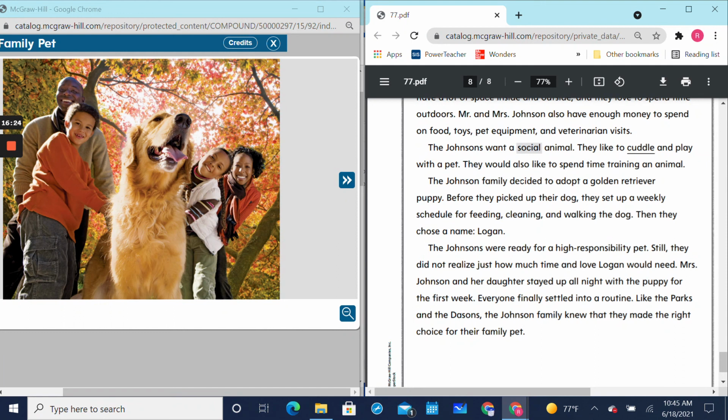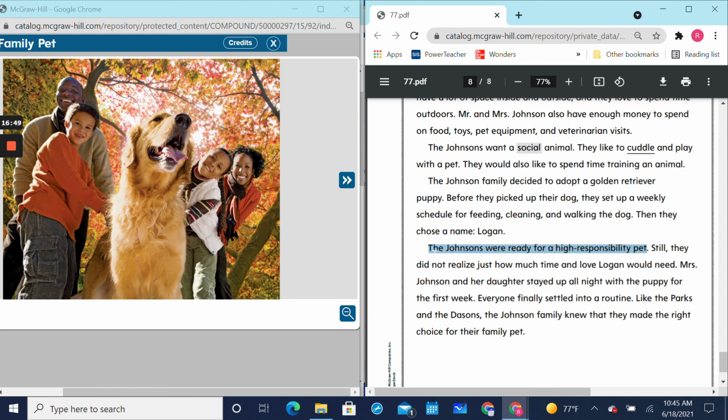The Johnson family decided to adopt a golden retriever puppy. Before they picked up their dog, they set up a weekly schedule for feeding, cleaning, and walking the dog. Then they chose a name, Logan. The Johnsons were ready for a high responsibility pet.